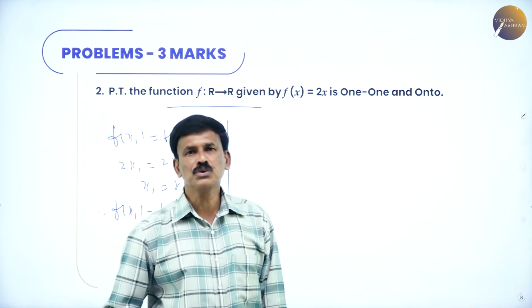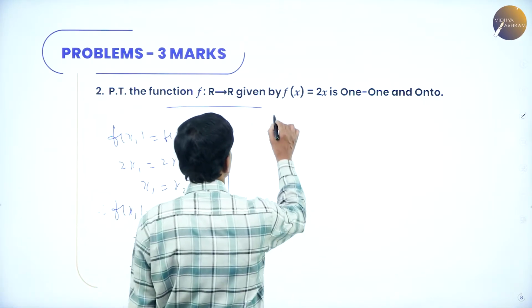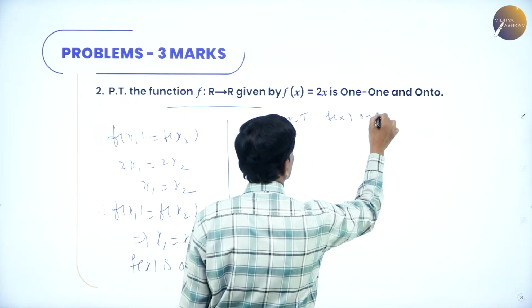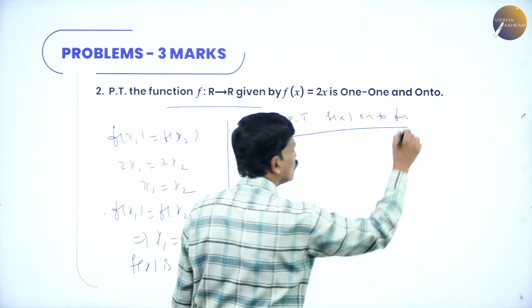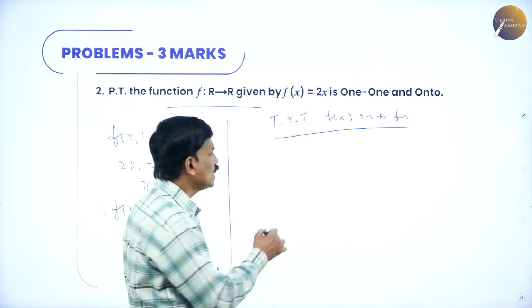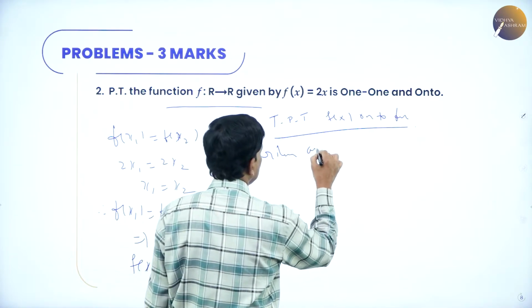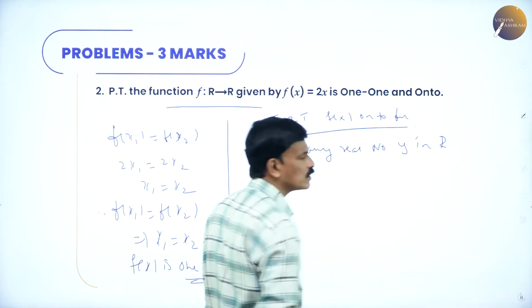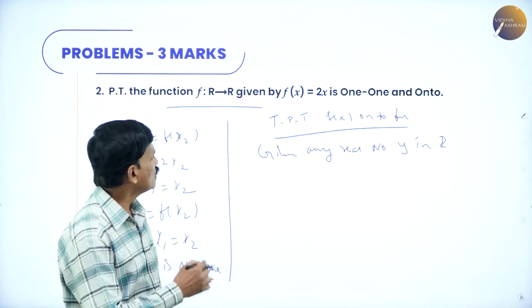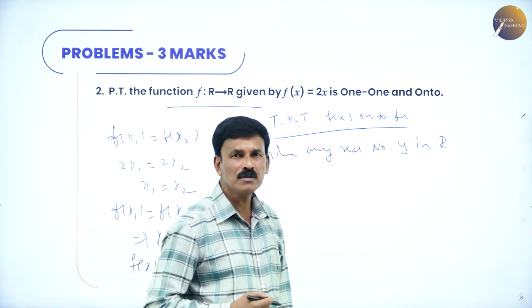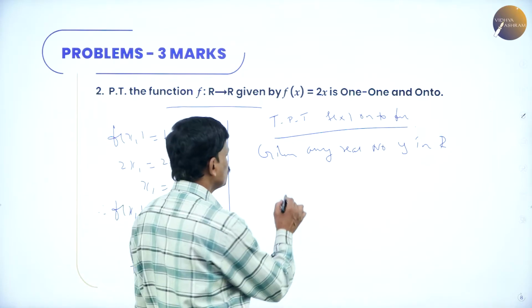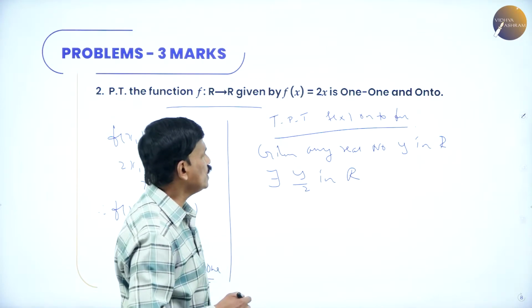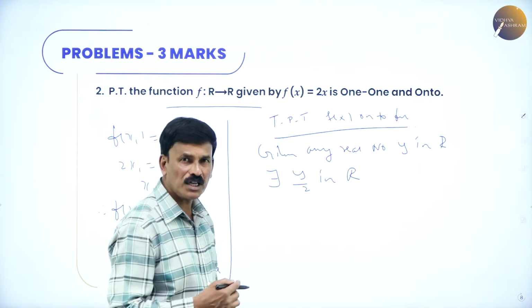Okay. Now, to prove that f of x is onto function, given any real number y in R, capital R, there exists y by 2 in R.